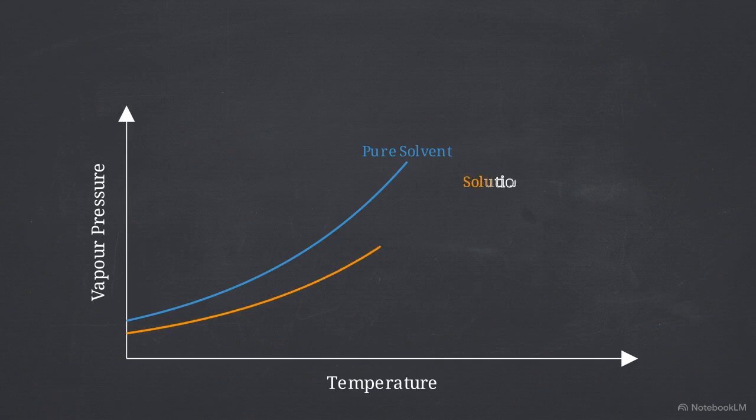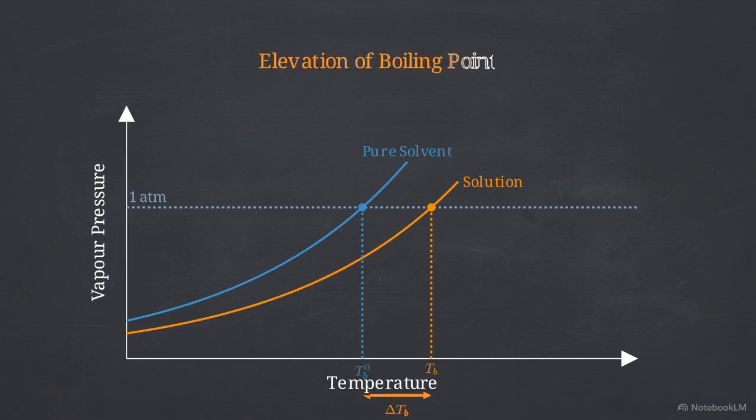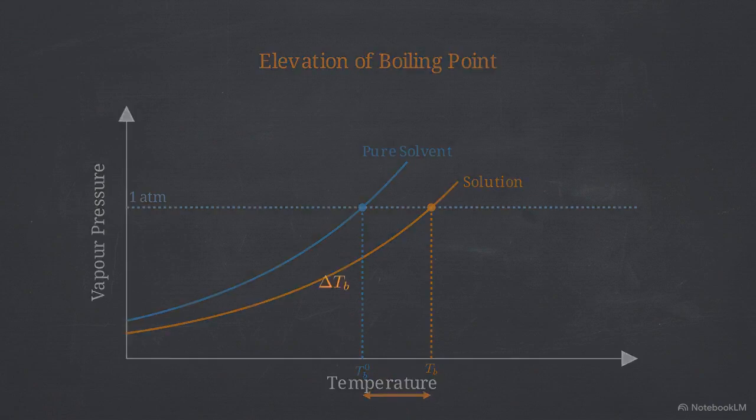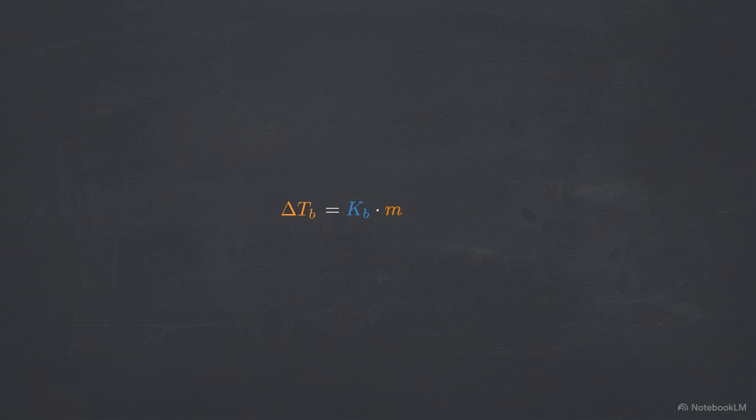The top curve is the pure solvent. Notice that the solution curve sits lower. To reach the atmospheric pressure required for boiling, the solution must be heated to a higher temperature than the pure solvent. This increase is the elevation of boiling point. This change in temperature, ΔTb, is the product of the solution's molality and a solvent-specific constant called Kb.